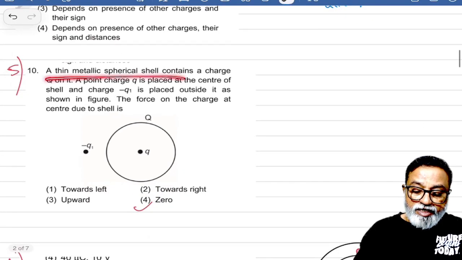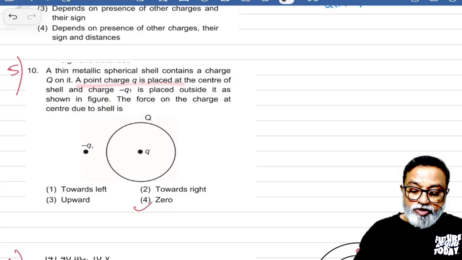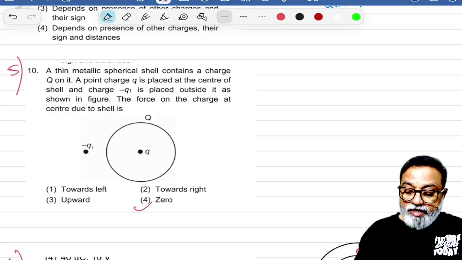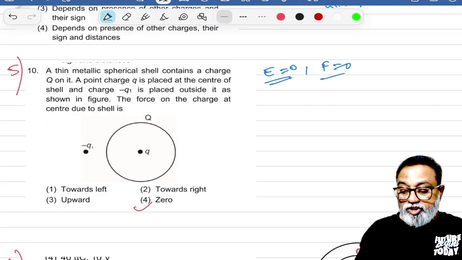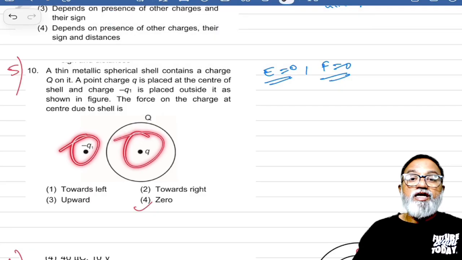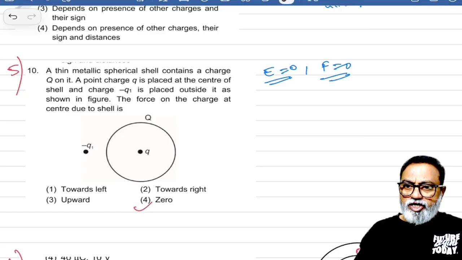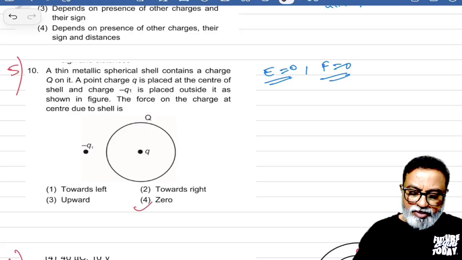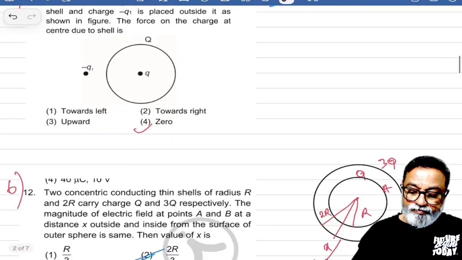See here, a thin metallic spherical shell containing a charge Q on it. A point charge Q is placed at the center of the shell and a charge minus Q1 is placed outside it as shown in the figure. The force on the charge at the center is, see, for a spherical shell, the intensity inside is equal to 0. Therefore, force is equal to 0. This minus charge does not induce any field inside the spherical shell. Therefore, answer 0.